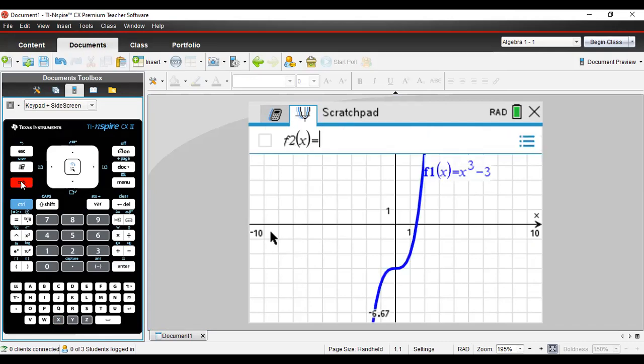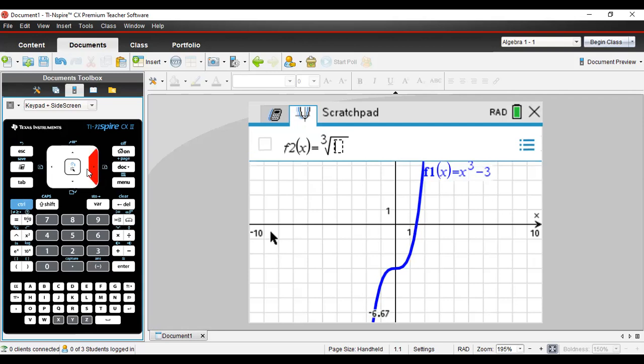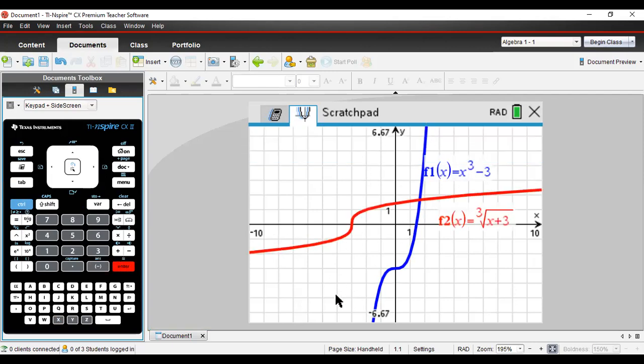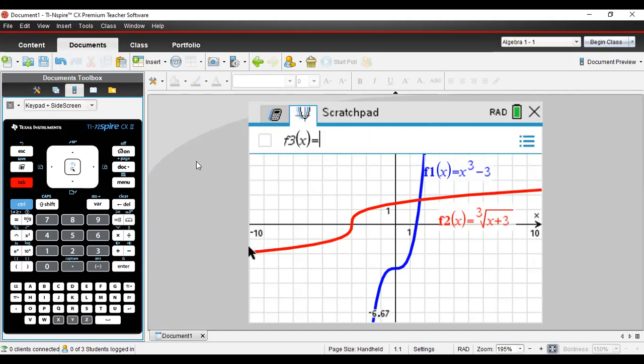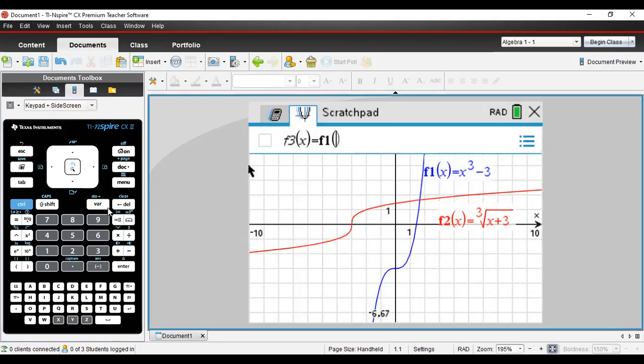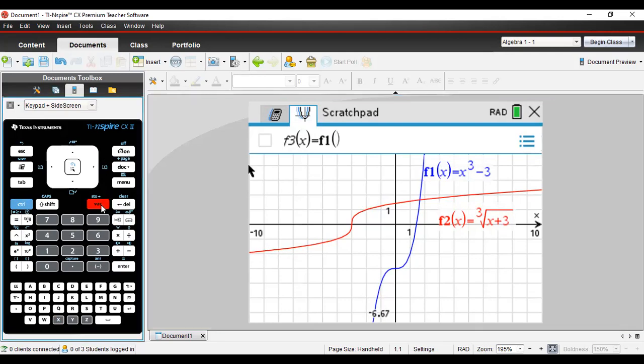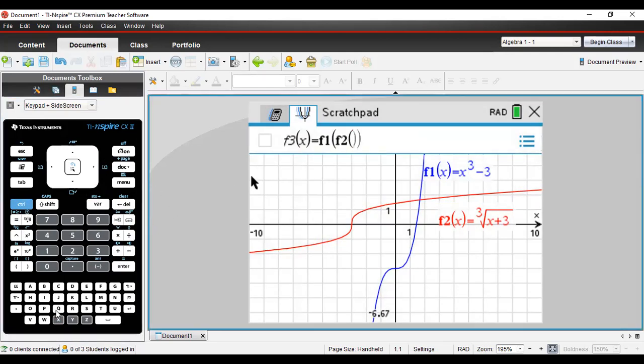And then I'm going to take my inverse function. So this is the cube root, and inside is going to be x plus 3. X plus 3. Press enter. Now you can see that these look like reflections of each other, but to be absolutely sure, I'm just going to take tab, and then I'm going to do a composite. I'm going to use a variable, and since they're inverses, it doesn't matter which one is the first one and which one is inside. So I'm going to take F2 now, and then I'm just going to put an x here.